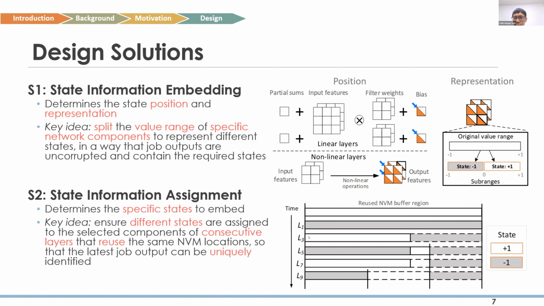We address the second challenge by state information assignment, which ensures the specific assigned states allow the latest preserved job output to be uniquely identified. The key idea is to ensure that the states assigned to the selected network components of the current layer are different from those assigned for the previous layers that reuse the same NVM locations.